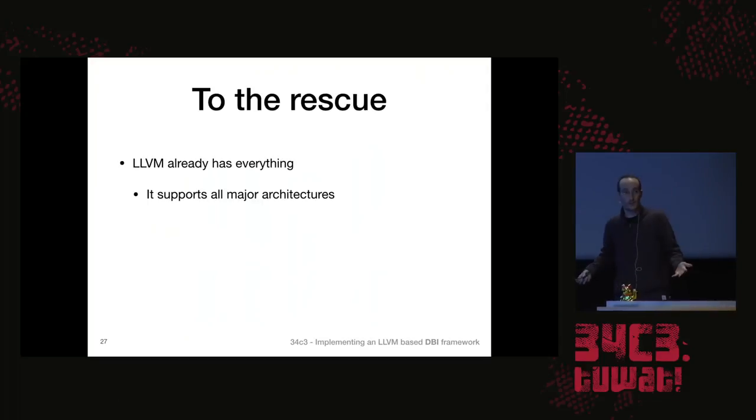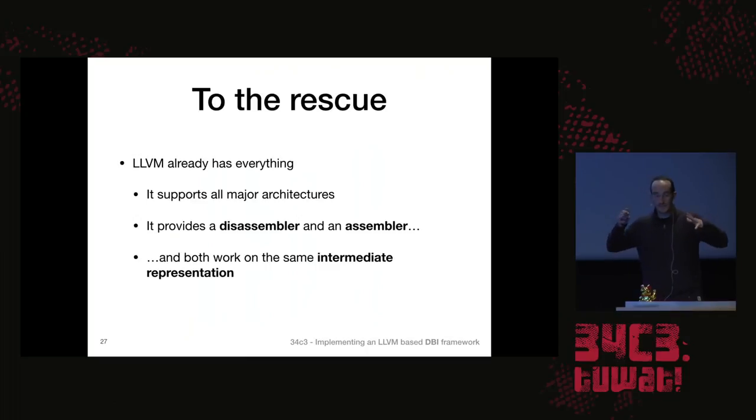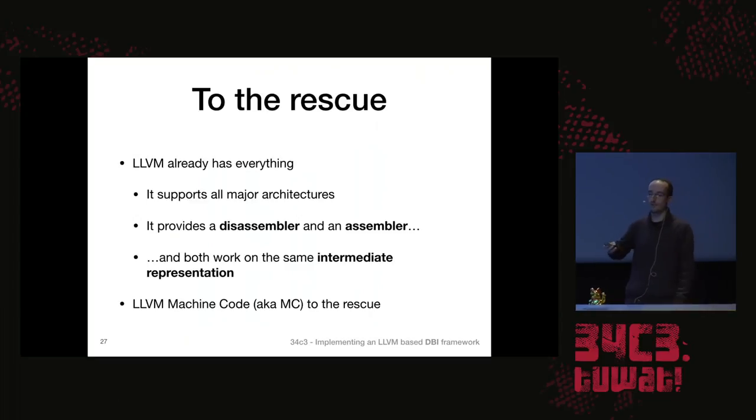So, in fact, for us, LLVM already has everything. It supports lots of architectures, like all the major ones: ARM, x86, x86-64. It provides both a disassembler and an assembler, but more than this, it also provides the intermediate representation that links the disassembler and the assembler. Maybe some of you have already heard about the LLVM intermediate representation. But this is not the one used for the compiler passes. It's another, more low-level one, called LLVM machine code, or LLVM MC. And this low-level representation is the glue between the disassembler and assembler.